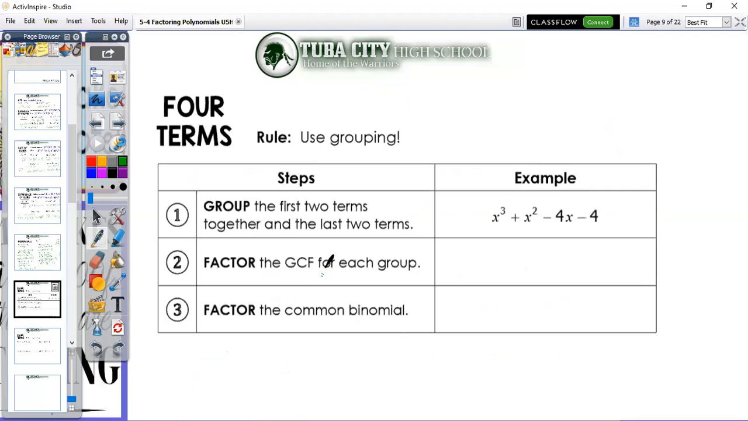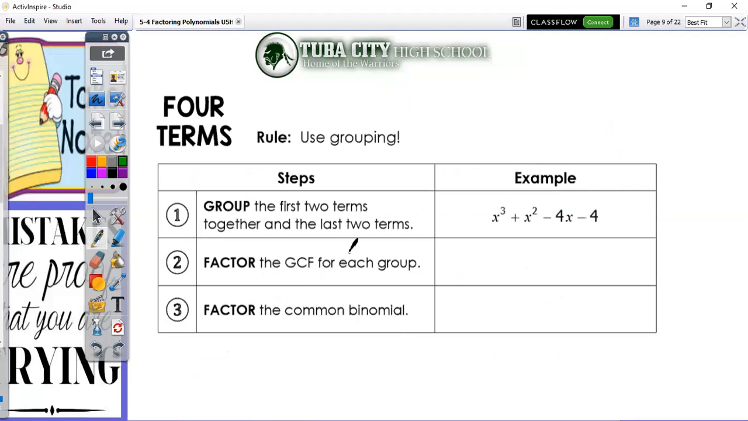So how you do four terms. Here we have 4 terms, right? What you do is you group the first 2 together and the last 2 together. Now there is a bit of a trick on this. Imagine that this is a group and this is a group. What we're going to do is take numbers from both of them. So we're going to factor both of them with reverse distributive.